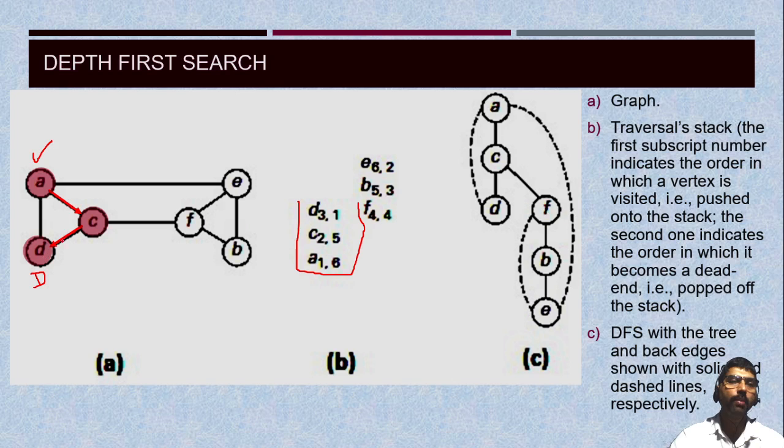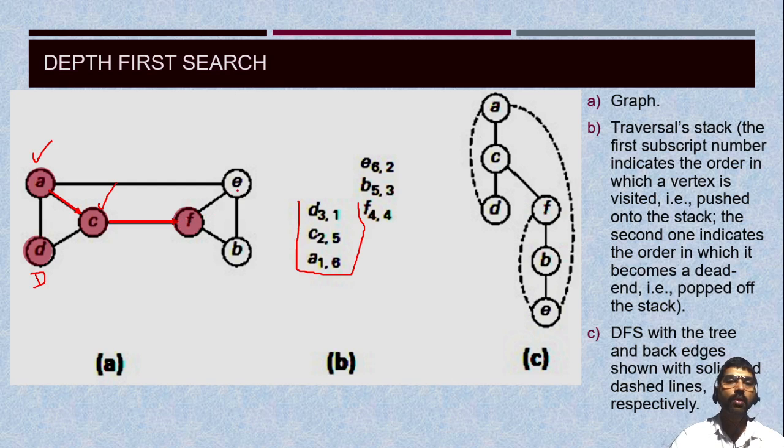So I have to back up one edge, like this way. I have to back up one edge. Now I have to start from here, from C to the next node F. A and D are already visited, so I have to go in this direction, that is F. Now F is visited here.